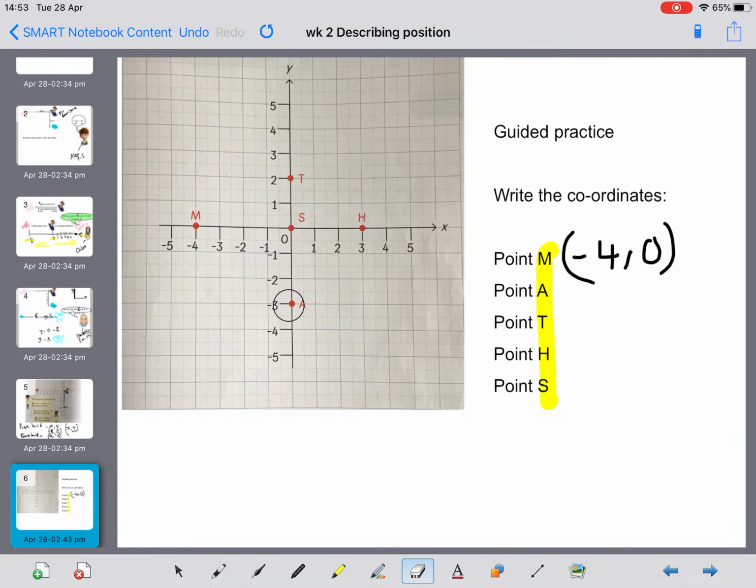Okay, let's look at A. Hopefully you've done this already. If you haven't, pause the video now. So A. You can see that it's not anywhere across, is it? It's not here, it's not here, it's right on the line. If it's right on the line, it's given us a 0. And then on the y, how far up and down is it? Well, hopefully you can see that that's at -3.